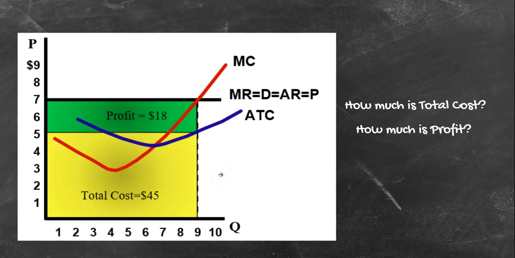As for calculating profit, there are a couple of ways we can do this. We can either take the total revenue and subtract the cost. Remember, our total revenue from the previous slide showed us that total revenue was $63. And $63 in total revenue minus the total cost of $45 gives us a profit of $18.